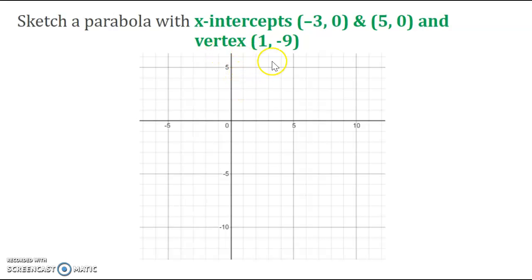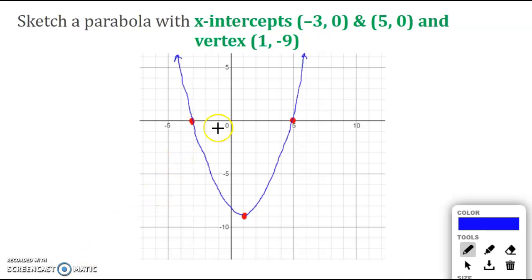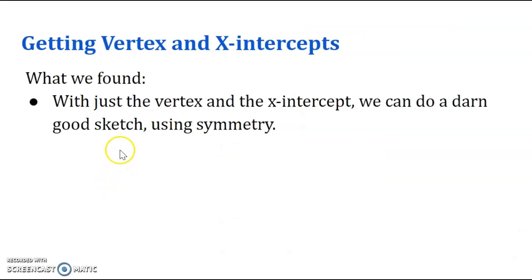This time we're given the x-intercepts and the vertex, and let's try graphing it. With the two x-intercepts and the vertex, we can do a pretty good graph, because we can use the symmetry of the parabola, because it's always symmetrical. We know the lowest point and the x-intercept.